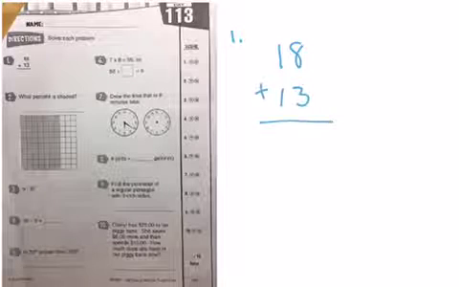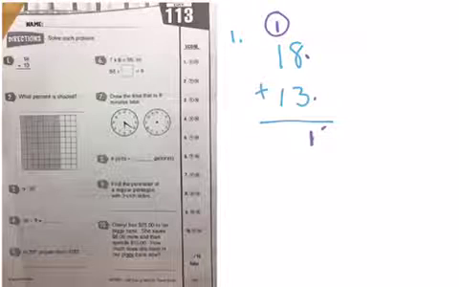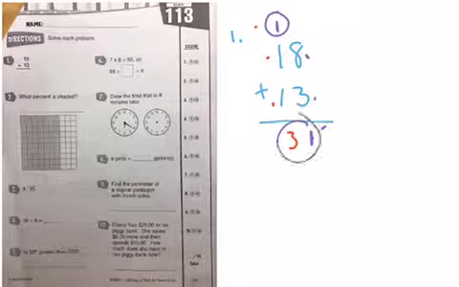Okay, let's start with number one. Number one says 18 plus 13. All right, my first step is to do 8 plus 3. 8, 9, 10, 11. So I put a 1 here and a 1 here because this is my tens column and that's my ones column. And now I just add up 1, 2, 3. 18 plus 13 is 31.